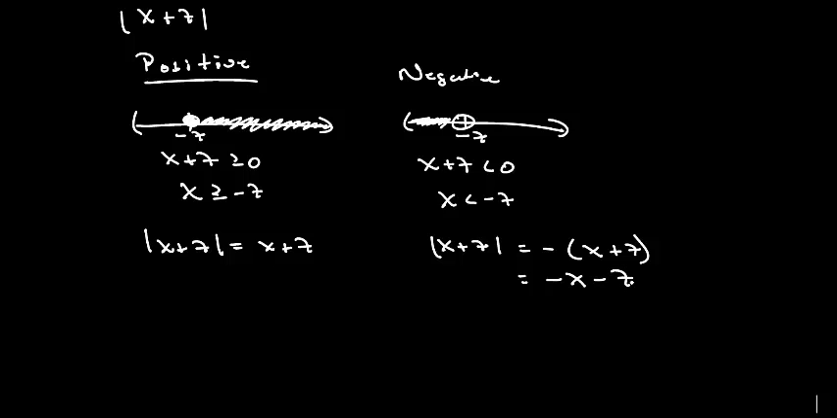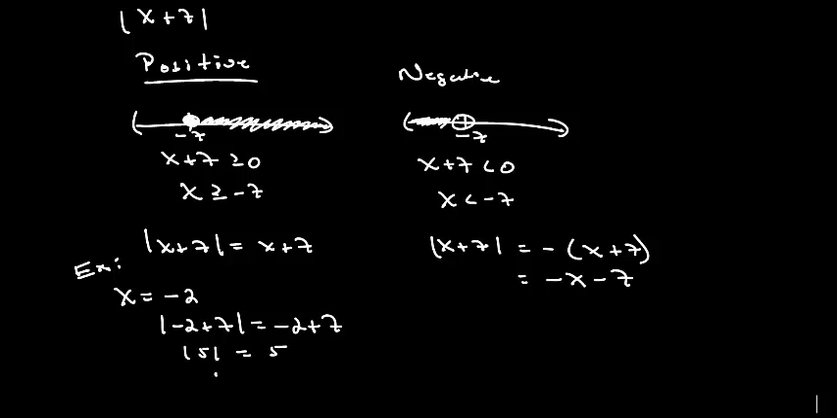So let's check to see if that works. Let's pick a value that's greater than or equal to negative 7. Like, for example, let's let x equal negative 2. Then negative 2 plus 7 is 5. The absolute value of that should be equal to this. So this is the absolute value of 5. This is equal to 5. And of course, these guys are equal to one another.